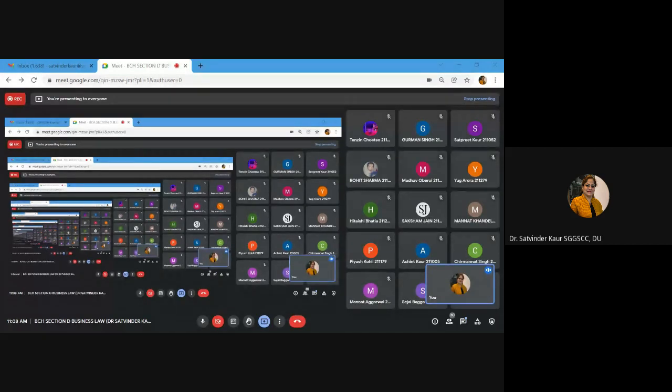Then in case of champerty, what happens is that in this case there is an agreement, for example, A has given B some money, that if you win a case against C, then we will share 50-50%, whatever profit or compensation we get. So A is supporting B financially with a view to have a share in the legal suit. So this is called champerty.